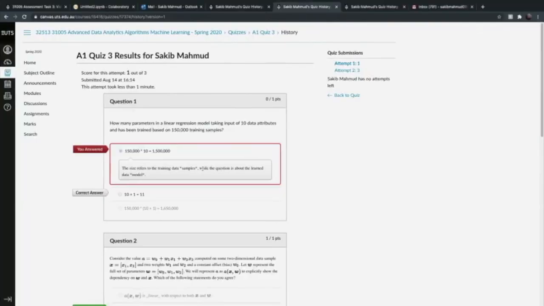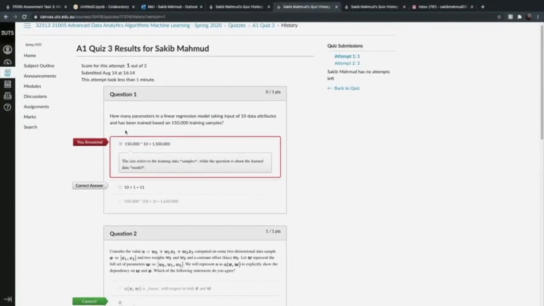So for quiz number 3, question number 1, the question was how many parameters in a linear regression model taking input of 10 data attributes has been trained based on 150,000 training samples. So I chose 150,000 times 10, which resulted in the wrong answer because the question talks about the model and not the samples.